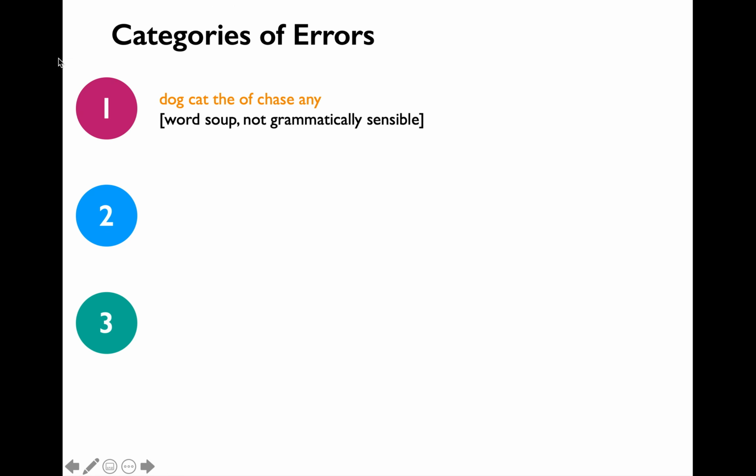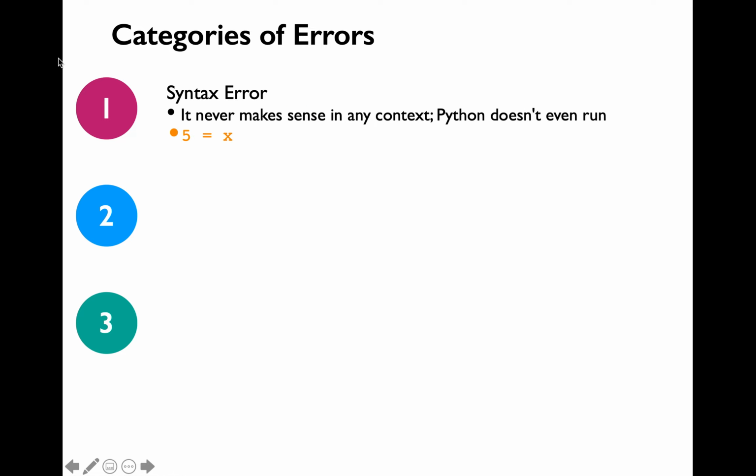Dog, cat, the, of, chase, any. The sentence does not make any grammatical sense, correct? That is because it is word soup. Such errors are called syntax errors. Syntax errors never make sense to Python. Python is unable to execute even a single line of code if your program contains a syntax error. So syntax errors are non-starters. An example would be phi equal to x.